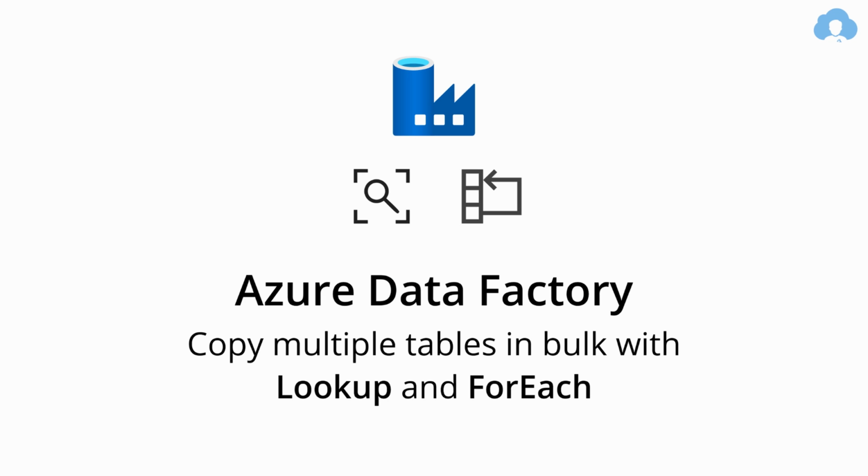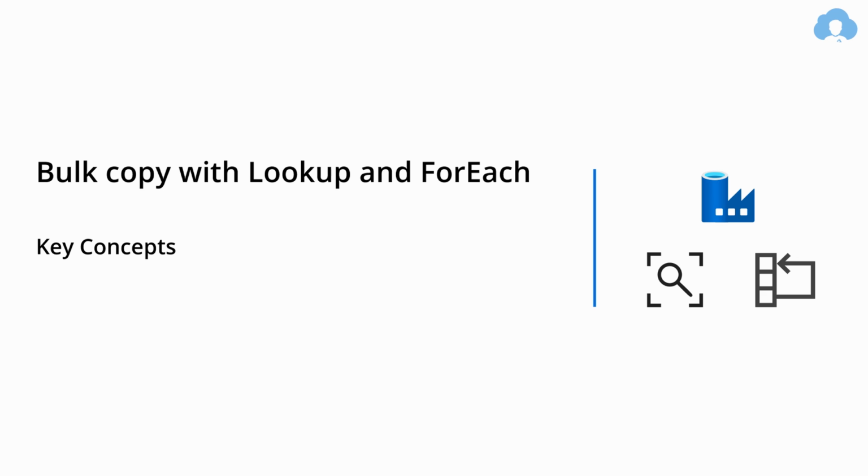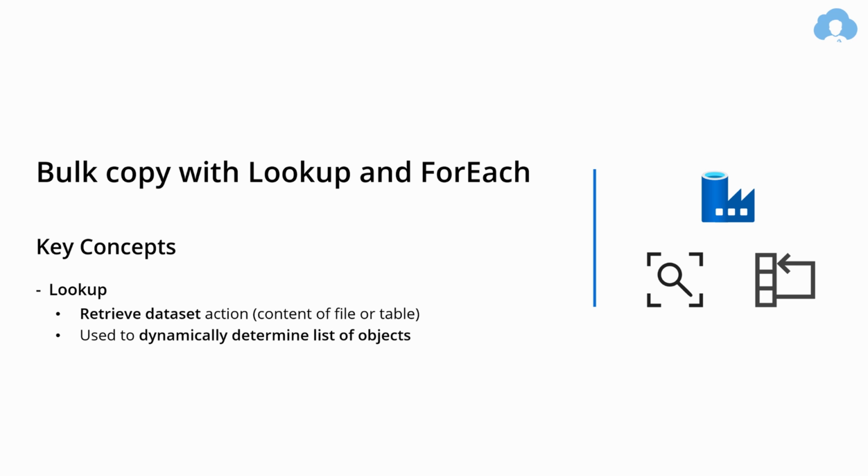Let me say a few words about Lookup and ForEach Action before we move to Azure Portal. First of all, the key concepts. Lookup action allows you to retrieve a dataset. It can be either from a file or table within your database. And you use that dataset to determine the list of objects that you want to work with for the rest of your pipeline. And it pretty much supports most of the data sources that are currently supported in the Data Factory.